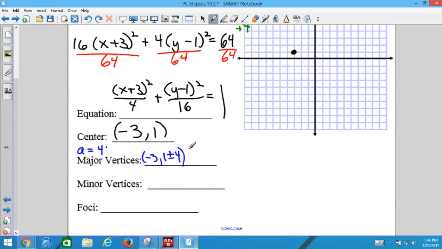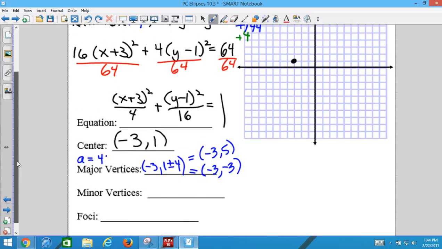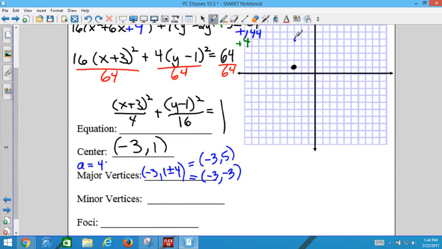But that's not how you write your answers. We're going to actually do the addition or subtraction. So I'm going to have -3, 5 and -3, -3. That's going to be my major vertices. Questions?